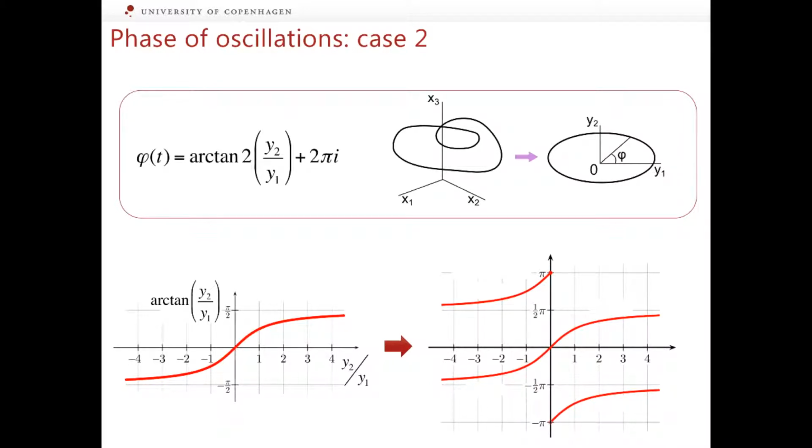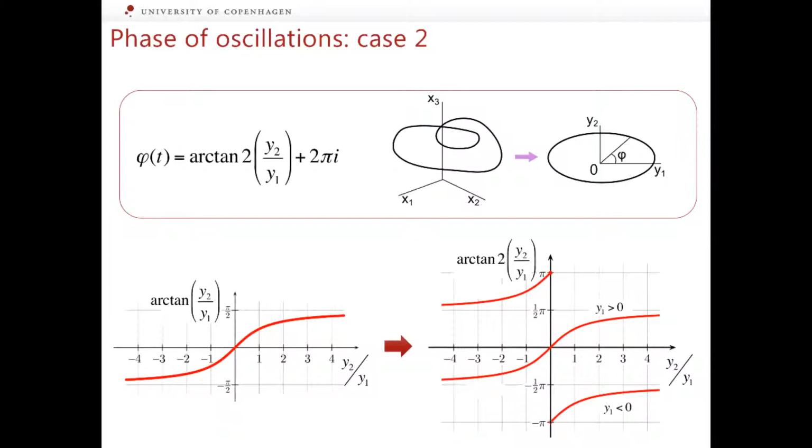This function depends not only on the value of its argument, y2 over y1, but also on the sign of the denominator y1. For a positive value of y2 over y1, if y1 is positive, arctan 2 coincides with a simple arctan. However, if y1 is negative, arctan 2 takes values from the lower branch of the graph.